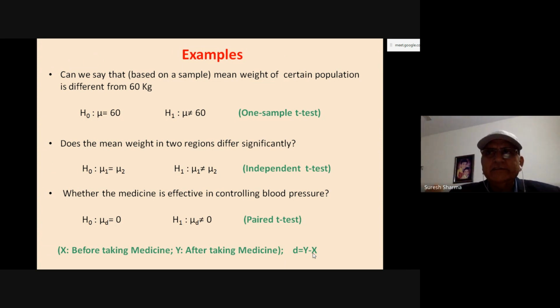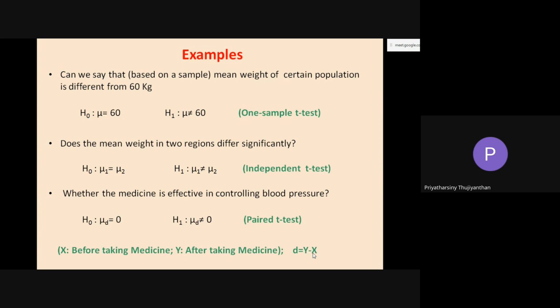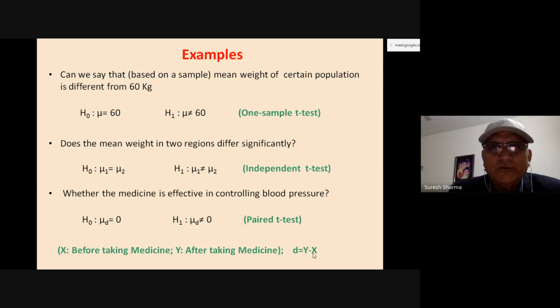But if the differences in the scores are almost 0, what do you think? The training is effective or not? Ineffective. It is not effective if the differences are 0. So it's not necessary that you have to apply to the medical field. Wherever a before and after situation is there, you can go for t-test, right?